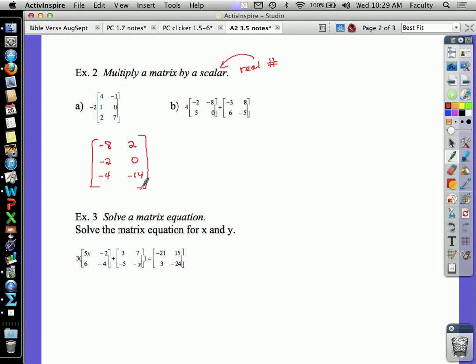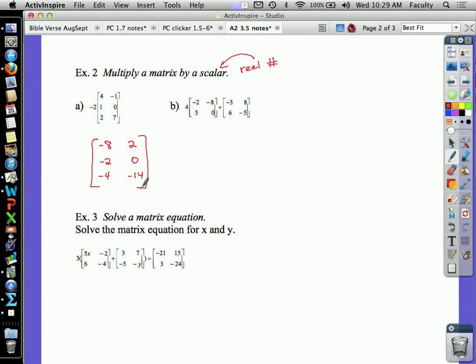And I need to mention something. When we read a matrix, we read them by rows. So when I read negative 8, 2, that's your first row. Negative 2, 0 is your second row. Negative 4, negative 14. All right, letter B.